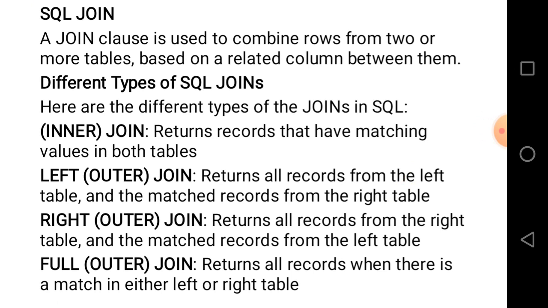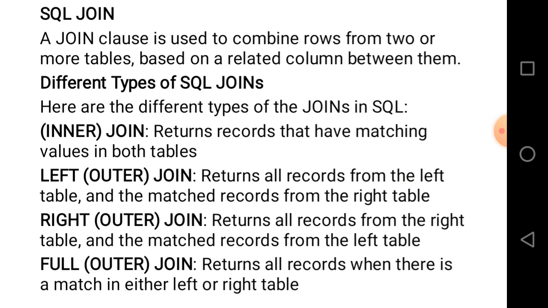Inner join returns records that have matching values in both tables, and left outer join returns all records from the left table, meaning the first table, and the matched records from the right table, meaning the second table. And right outer join returns all records from the right table and the matched records from the left table. It means just the opposite of left outer join.